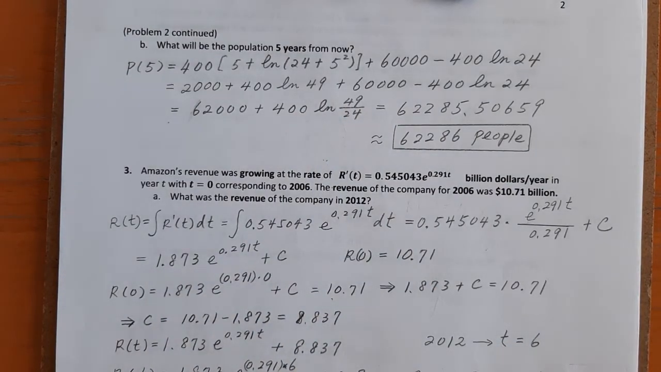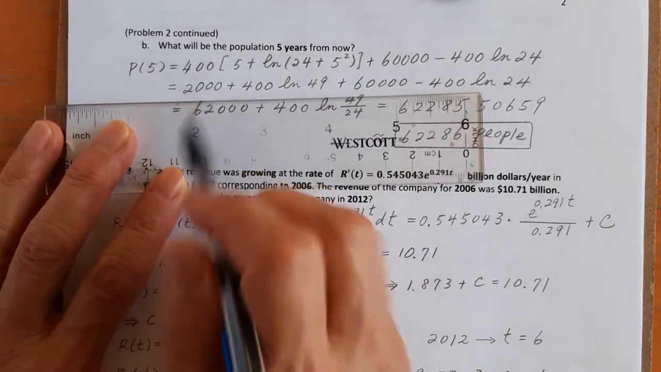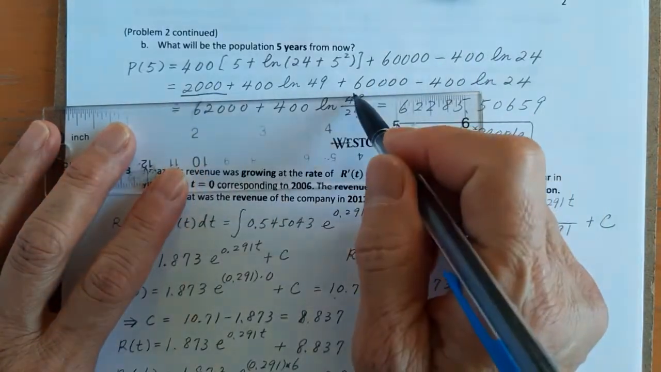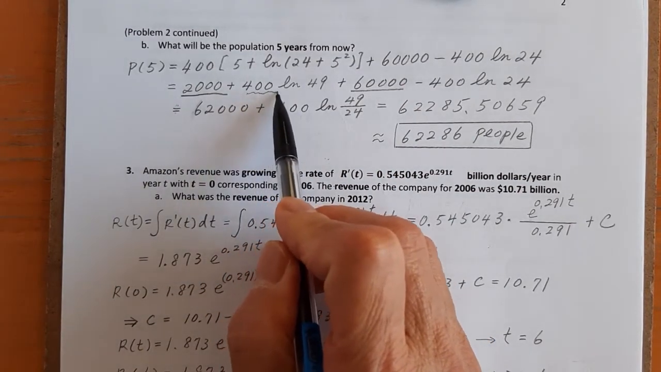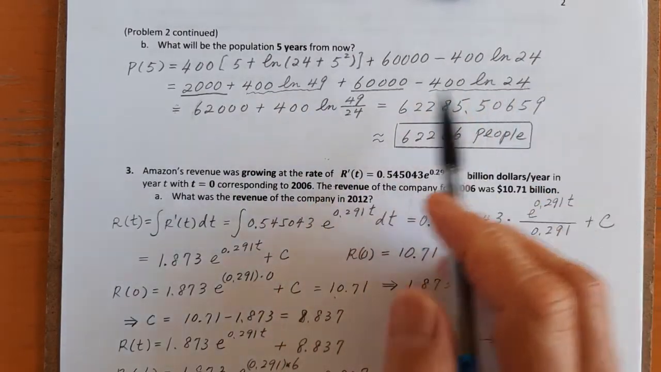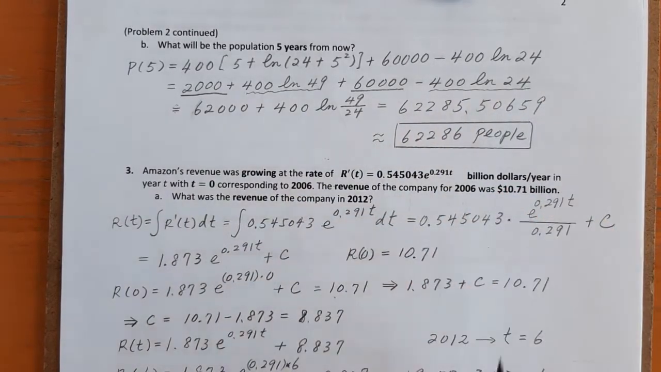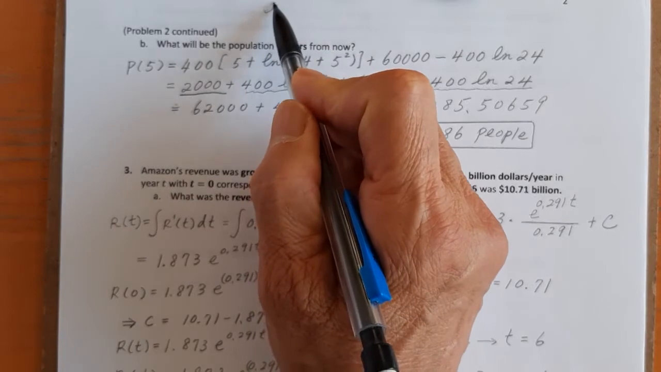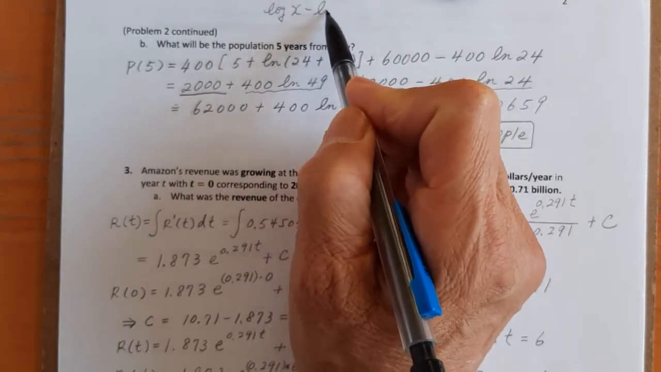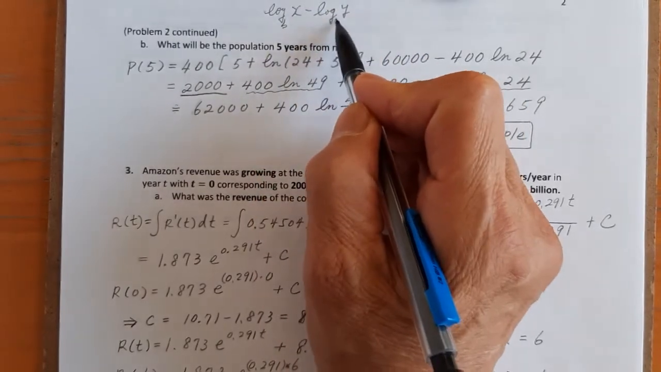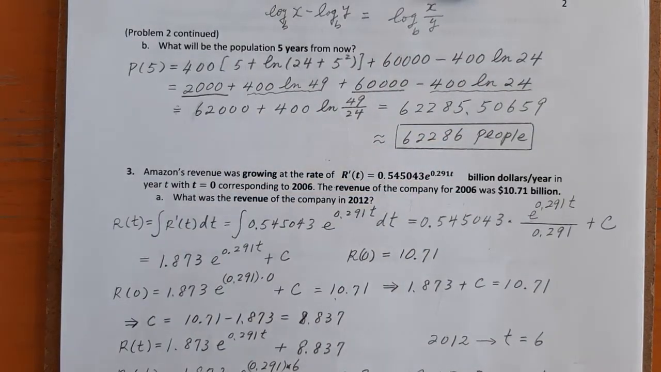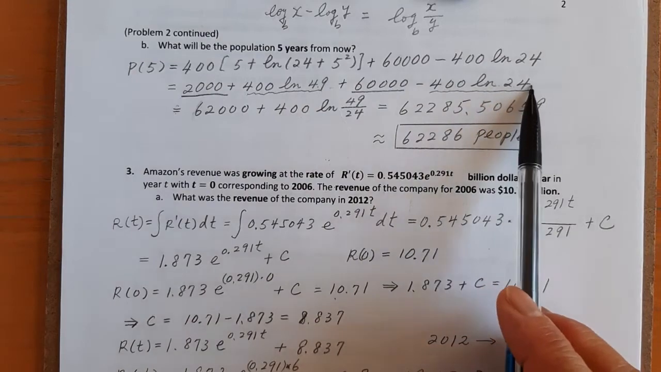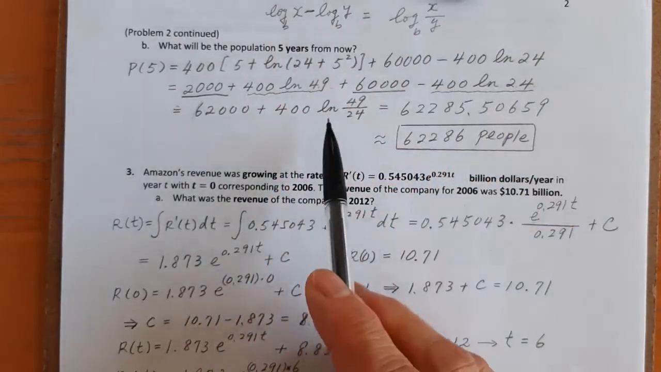Then add together 2,000 and 60,000, and we get 62,000. The two log terms both have a common factor of 400. Factor it out and we get ln 49 minus ln 24. Then use the quotient rule: log of x minus log of y, with base b, equals log of x over y, base b. So ln 49 minus ln 24 changes to ln of 49 over 24.